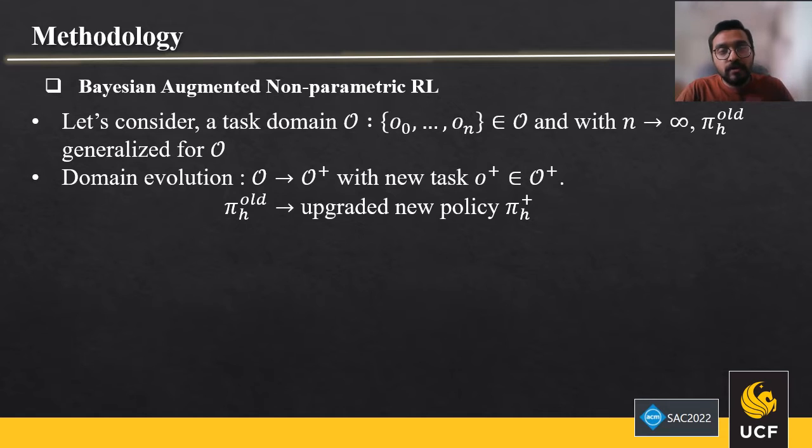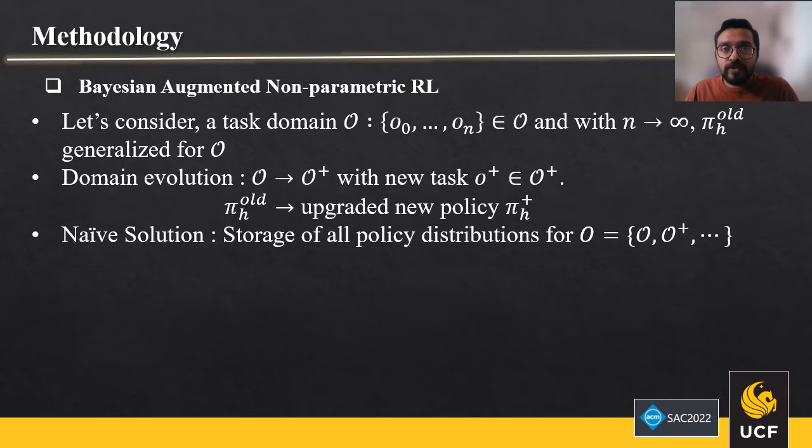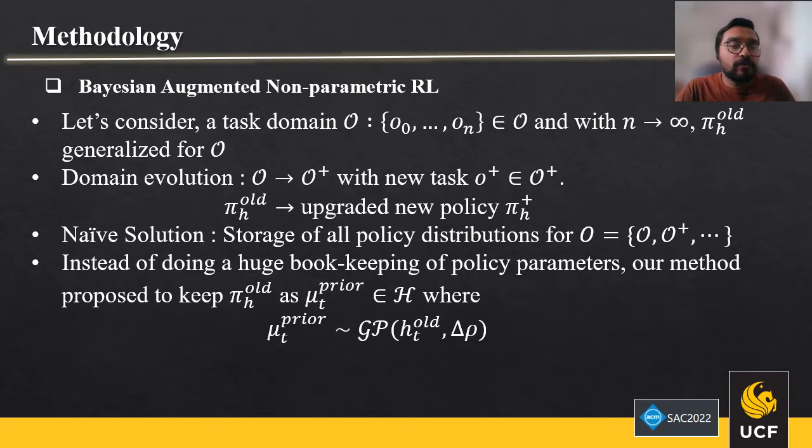So our central ask or central investigation in this paper is how much pi h old will be helpful to get a new upgraded policy pi h plus. We can do a naive solution. We can store all the policy parameters for O, O plus, O plus plus and all the future task domains, and we can aggregate a global policy. But such a solution is very memory intensive and takes huge bookkeeping.